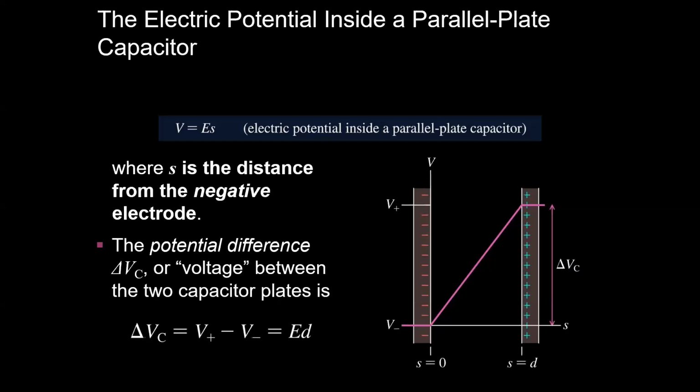For instance, what's the voltage across, we sometimes say across, what's the voltage between the 2 plates? Well, it's the value of the potential at the positive plate minus the value of the potential at the negative plate. So it's just the strength of the electric field E times the distance between the plates, which is usually specified by d.